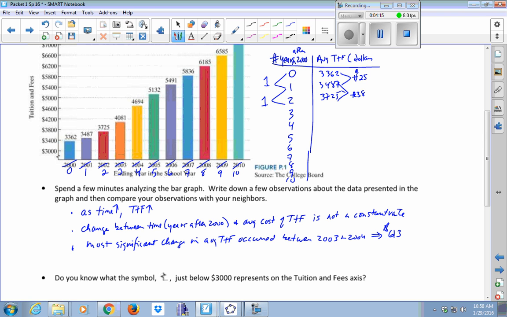Yes. So as time passes, that's very similar to what Nick said. As time passes, tuition and fees increase. Okay. All right. So do you all agree we have an increasing trend going on? Yeah. Okay. It's an increasing trend. So that's another way we might say it. All right.